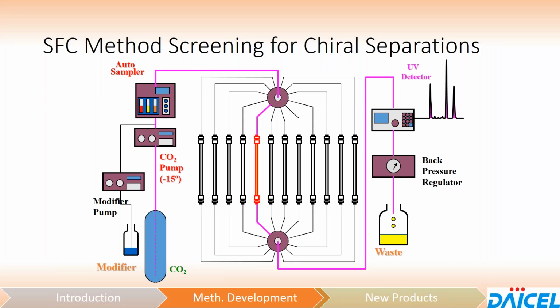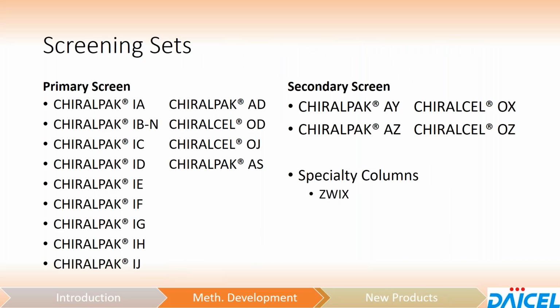Now, if we look at SFC, honestly, the screening approach is very similar to normal phase method development. It's the same 12-column switching valve. It's a little bit different, obviously, in that you've got a modifier and CO2 as your primary mobile phase components. The screening set basically looks the same as well. It's covering all of the immobilized columns and some of the coated phases.